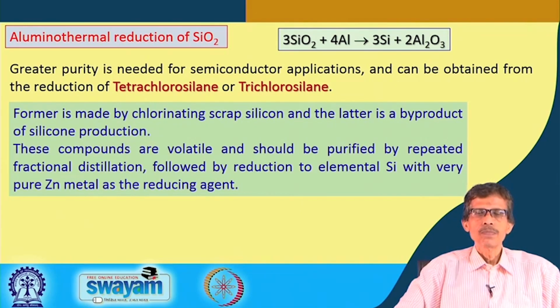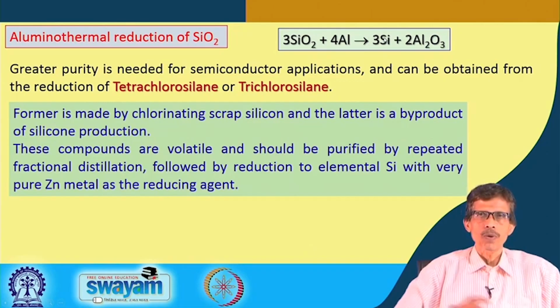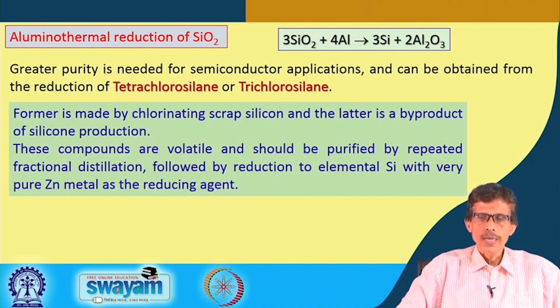So we have scrap silicon, or silicon produced from other sources. If we use the aluminothermal process, it can be utilized for making some low grade or medium grade silicon, and that silicon, along with this, can give higher purity, or sometimes it is scrap silicon.